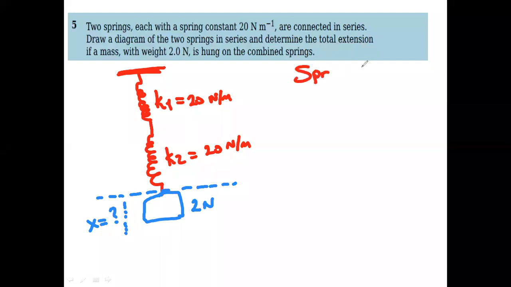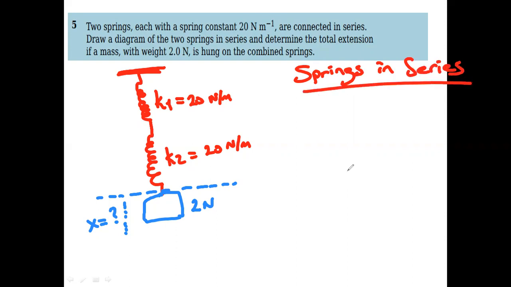Springs in series. And we have a special equation for that. The equivalent spring constant equation will be like this: 1 over K equivalent is equal to 1 over K1 plus 1 over K2. So we will use this equation for springs in series. So let's calculate the equivalent spring constant by using this equation.